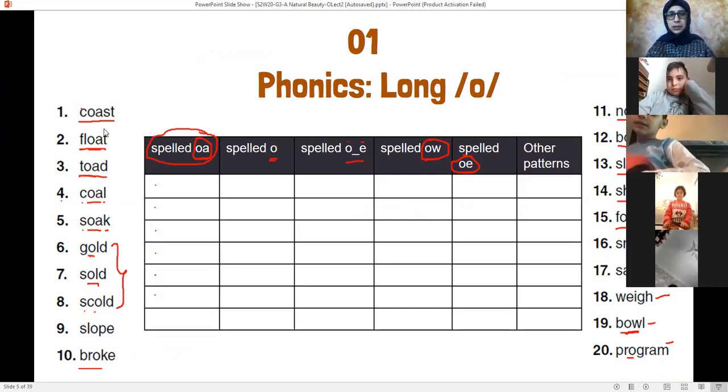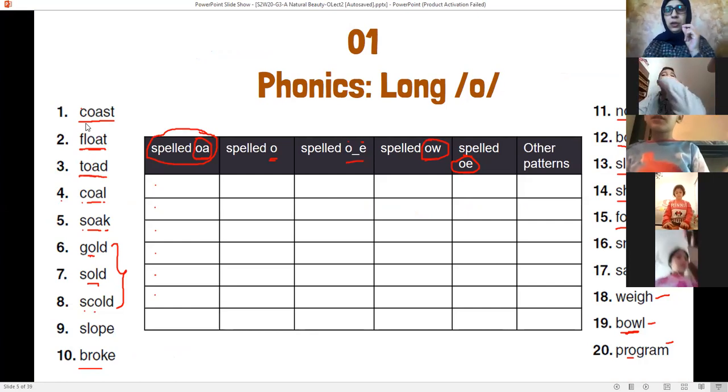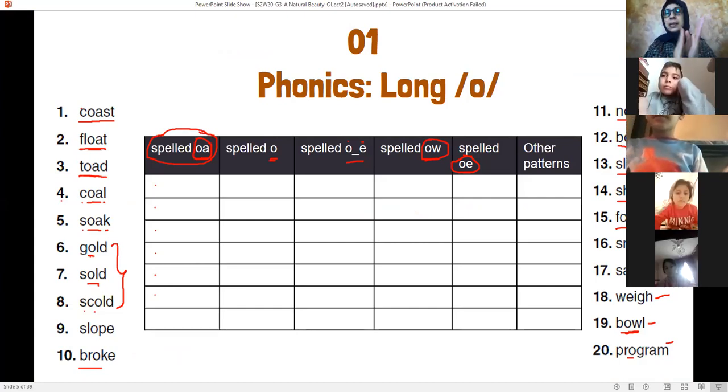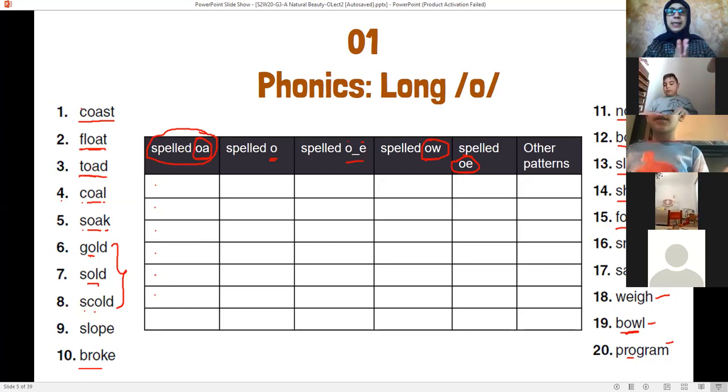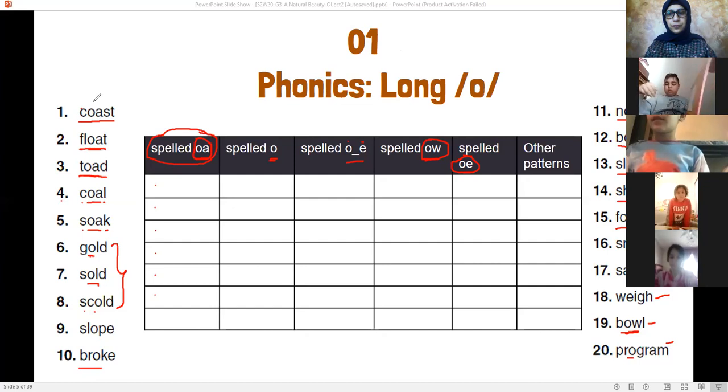Yalla, one. Coast. What is this sound? Float. Wait, come on. In coast, I have c, o, a, t, right? Can you hear the long O sound in coast? Where do you hear it? Is it in the beginning or the middle or the end? The middle. In the middle, bravo. And what are the letters that are making the long O sound in coast? O-A. O and A, excellent, bravo.